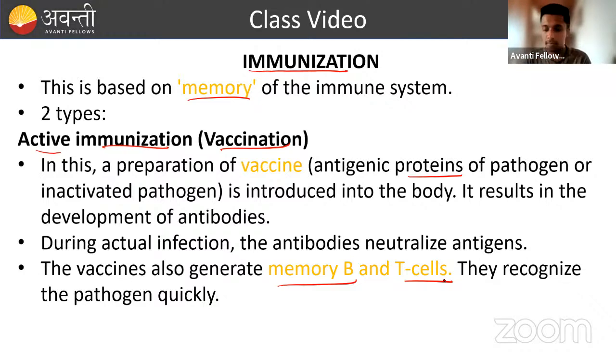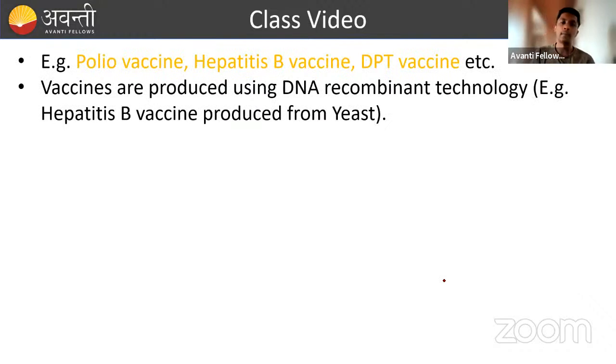So this is about active immunization. One is vaccination. Examples are the polio vaccine, hepatitis B vaccines, and DPT vaccines.